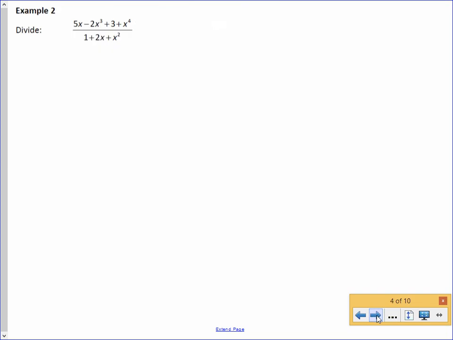Okay, so let's try that. Here's another example. This says divide 5x minus 2x cubed plus 3 plus x to the 4 by 1 plus 2x plus x squared. So every sort of thing of the rules I just said is basically being tested here. So when I actually divide this, right?